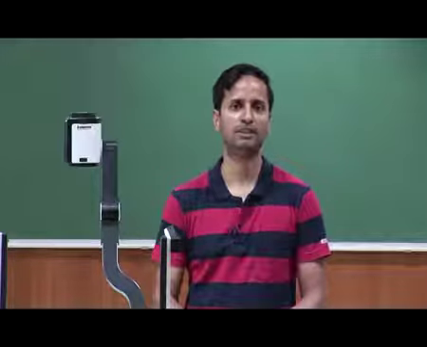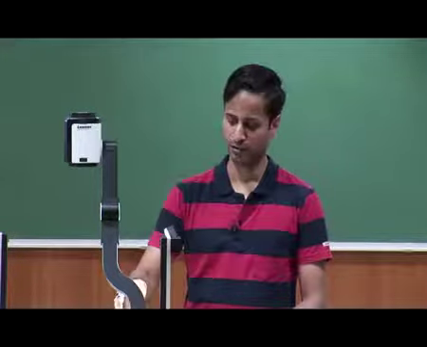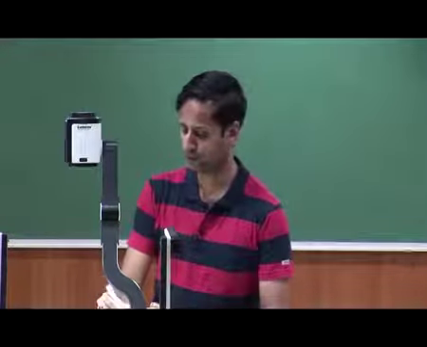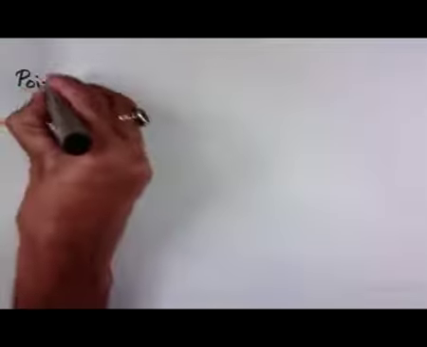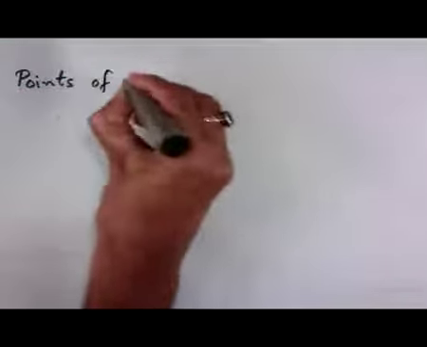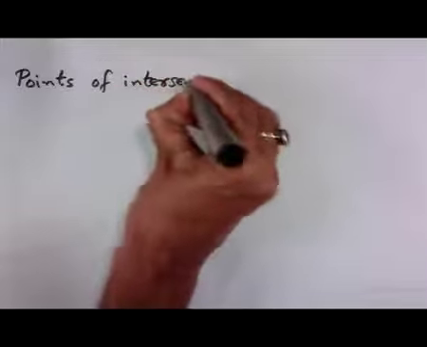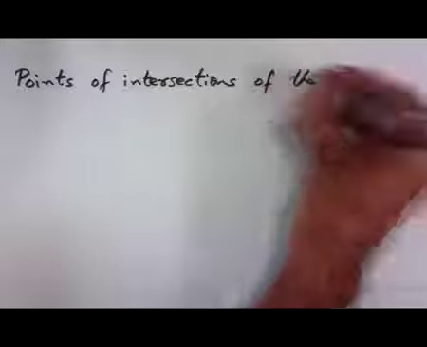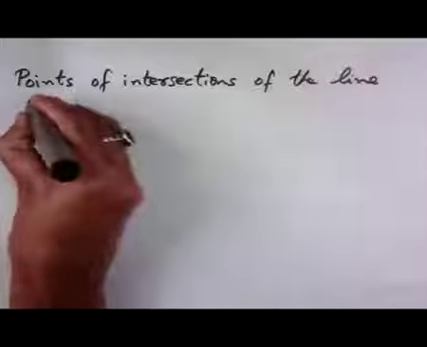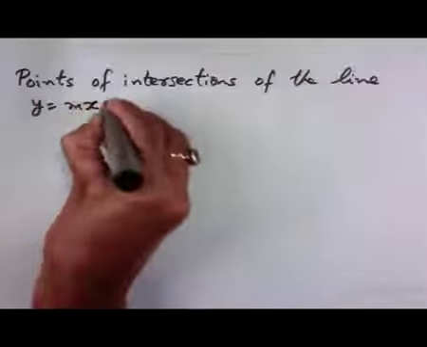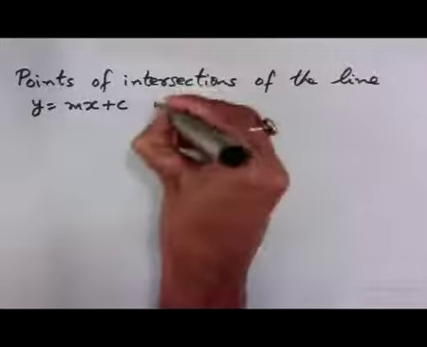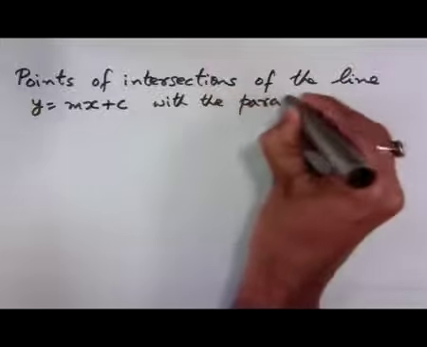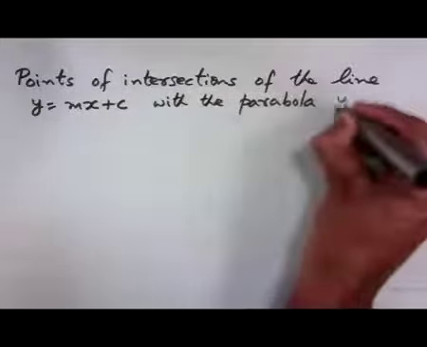Welcome to lecture 6 on conic sections. So, first we will find out the points of intersection of the line y equal to m x plus c with the parabola y square equal to 4 a x.